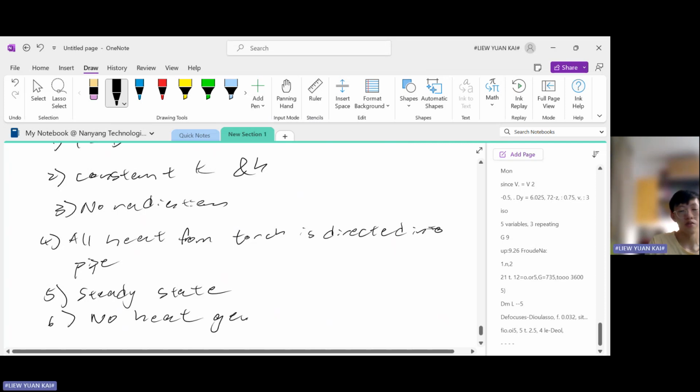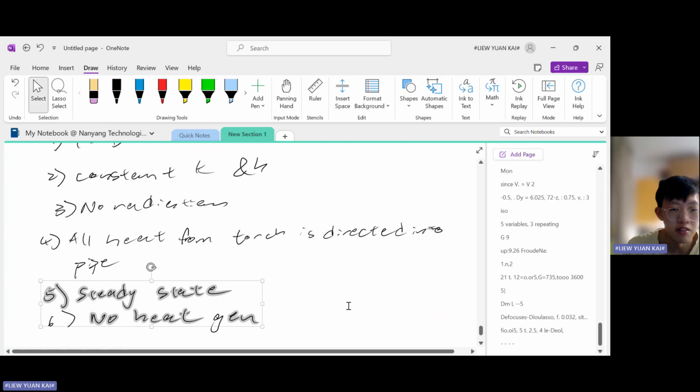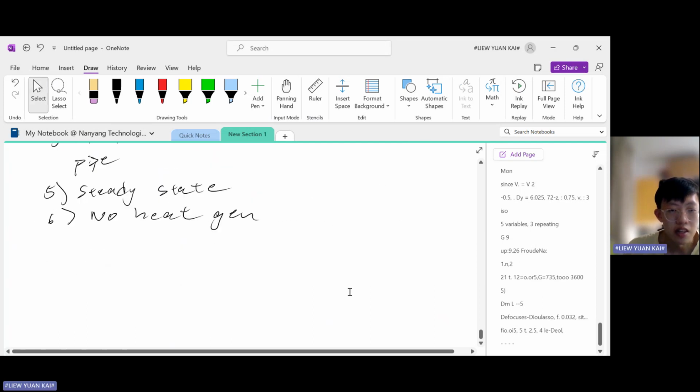Okay, so I'm sure you know all of this, right? So 1D, constant K and H, no radiation, steady state, and no heat generation because there's no electricity or chemical reaction to produce heat inside the pipe. But what about number 4? All heat from the torch is directed into the pipe.